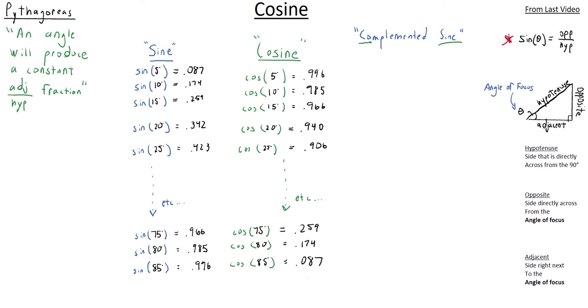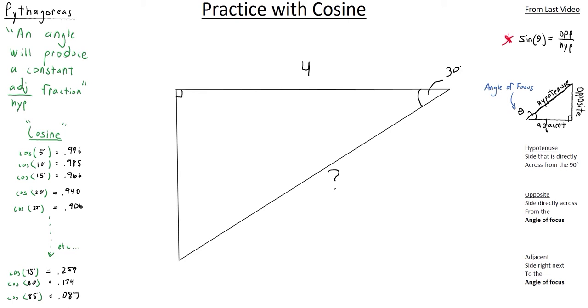And just like sine, this entire cosine list is in your calculator. You can calculate the cosine fraction of any angle that you want. So now we're ready to do a practice problem. Alright, so let's solve for this unknown side. Step 1, of course, is always naming your sides.